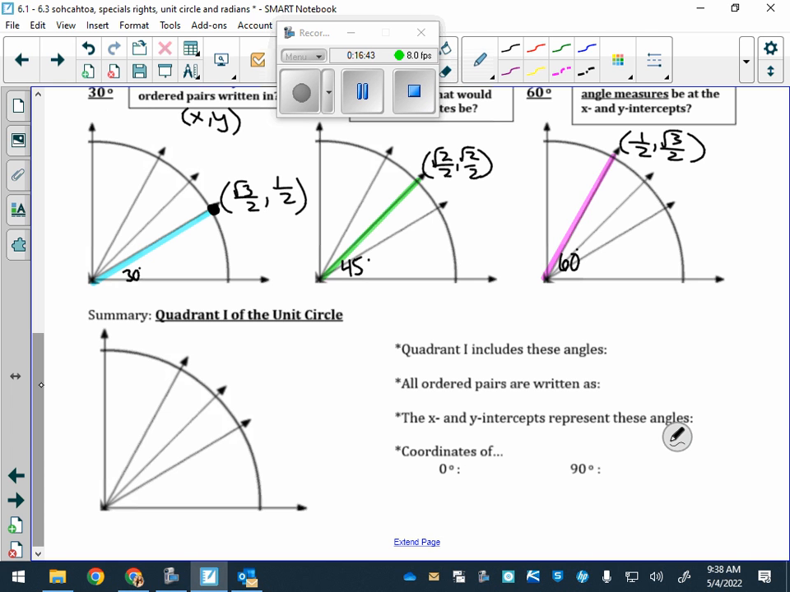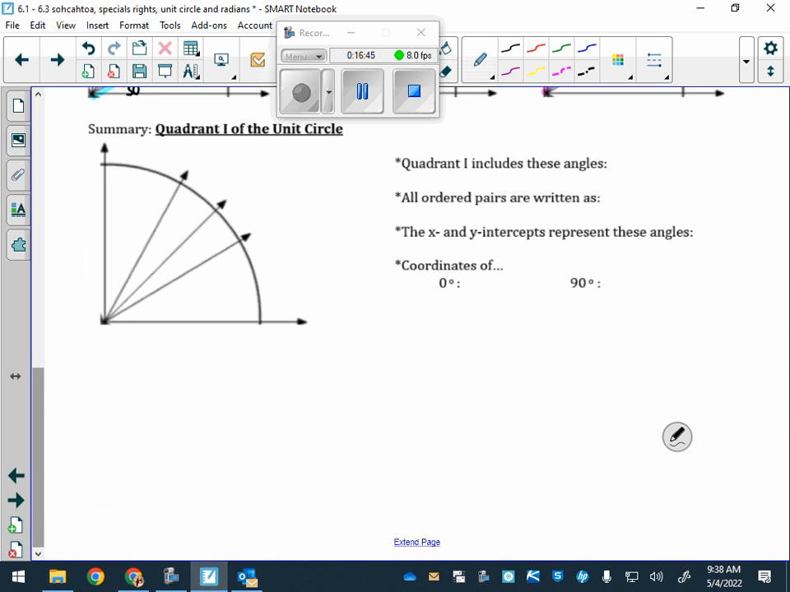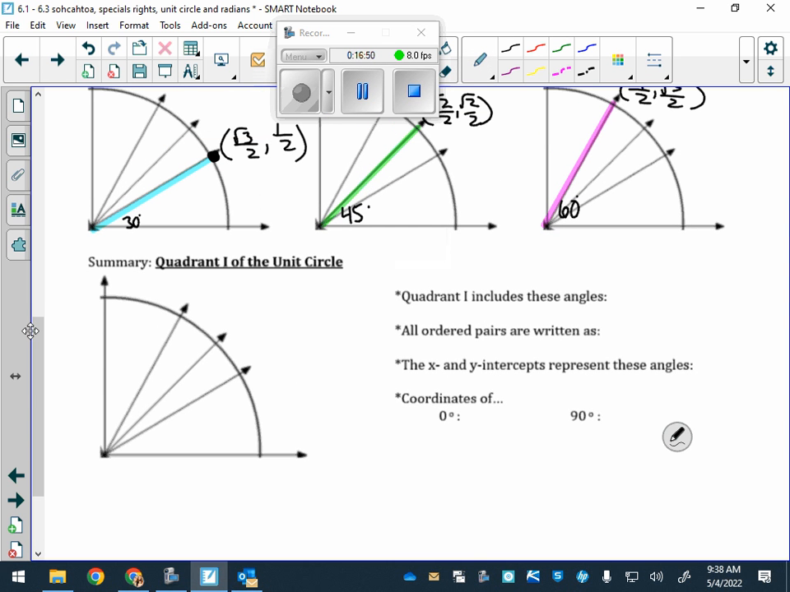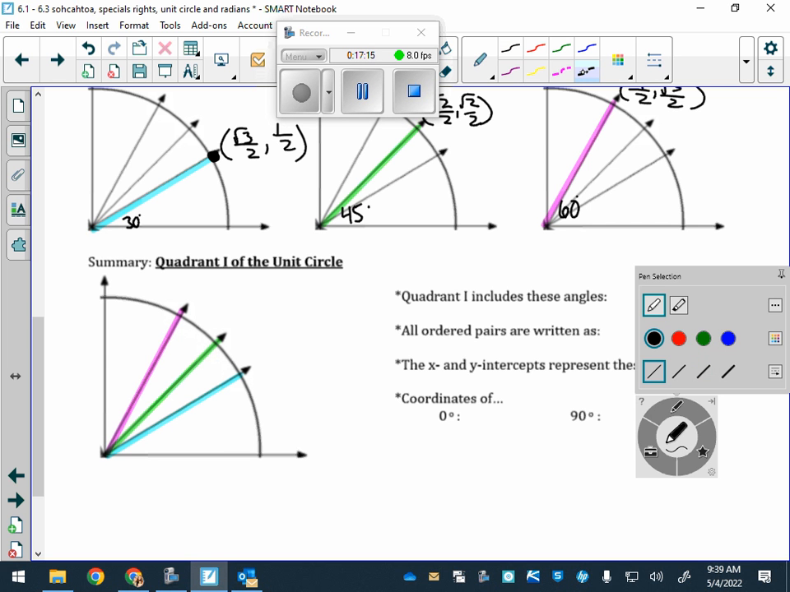Okay, so you have right now your first quadrant. So I want you to fill out, as we had above, your 30, your 45, and your 60 in your coordinates on the side. So use your colors again. Don't forget to fill out the degrees as well. And you could write them right on the line to help you.